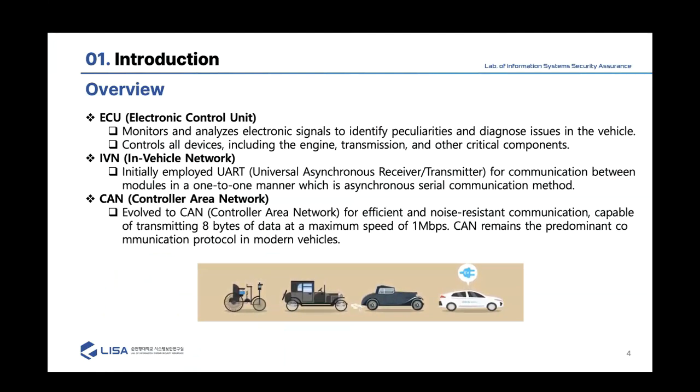The in-bicycle network, IVN, initially employed UART for communication between modules in a one-to-one manner, which is an unsynchronized serial communication method. This evolved to the CAN, controller area network, for efficient and noise-resistant communication, capable of transmitting 8 bytes of data at a maximum speed of 1 megabit per second. CAN remains the predominant communication protocol in modern bicycles.